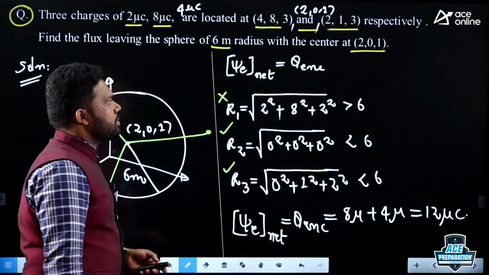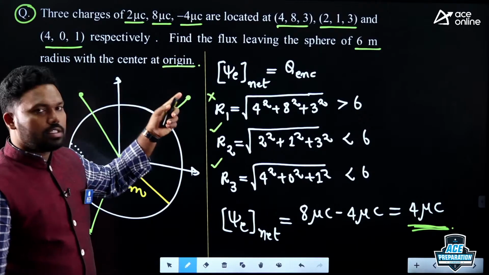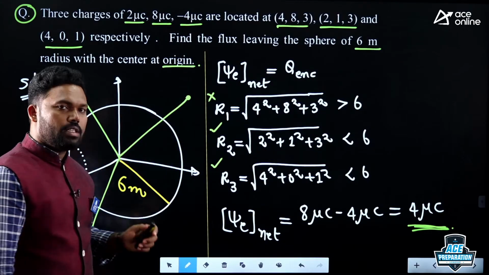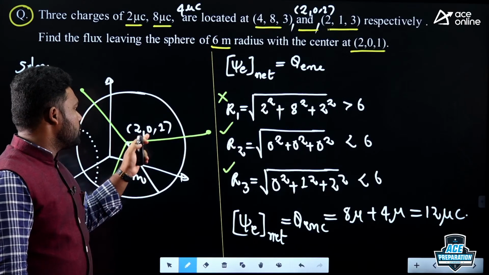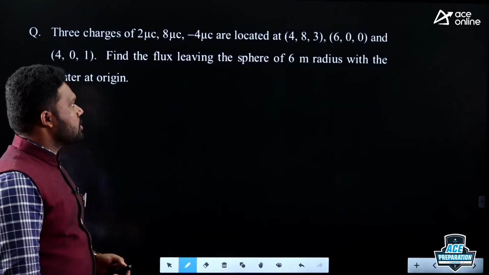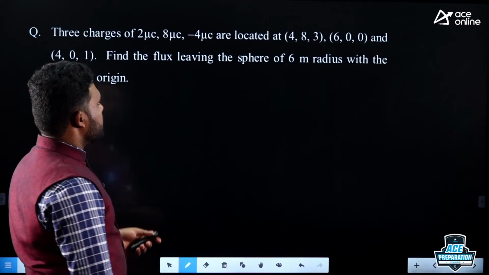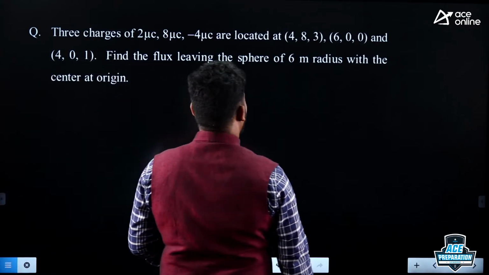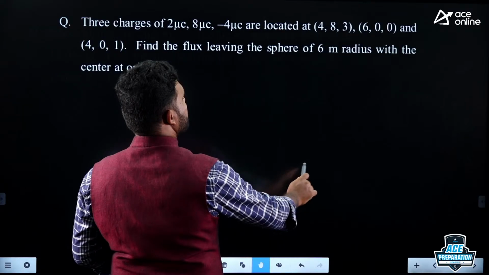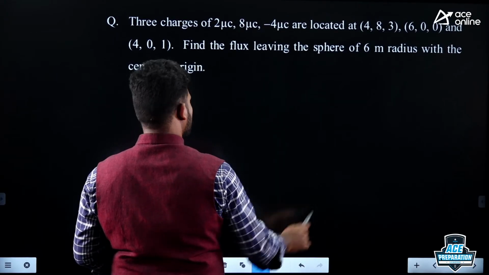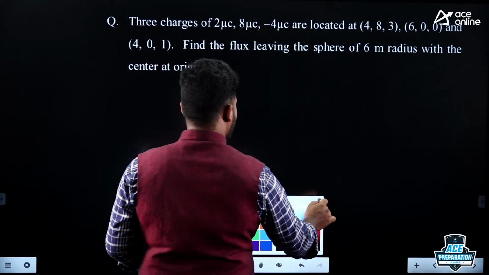Clear? So in the previous problem the sphere was located at the origin, but here the sphere is located at 2, 0, 1. Let us have one more question. The same thing is repeated. Something interesting, looking similar but different.